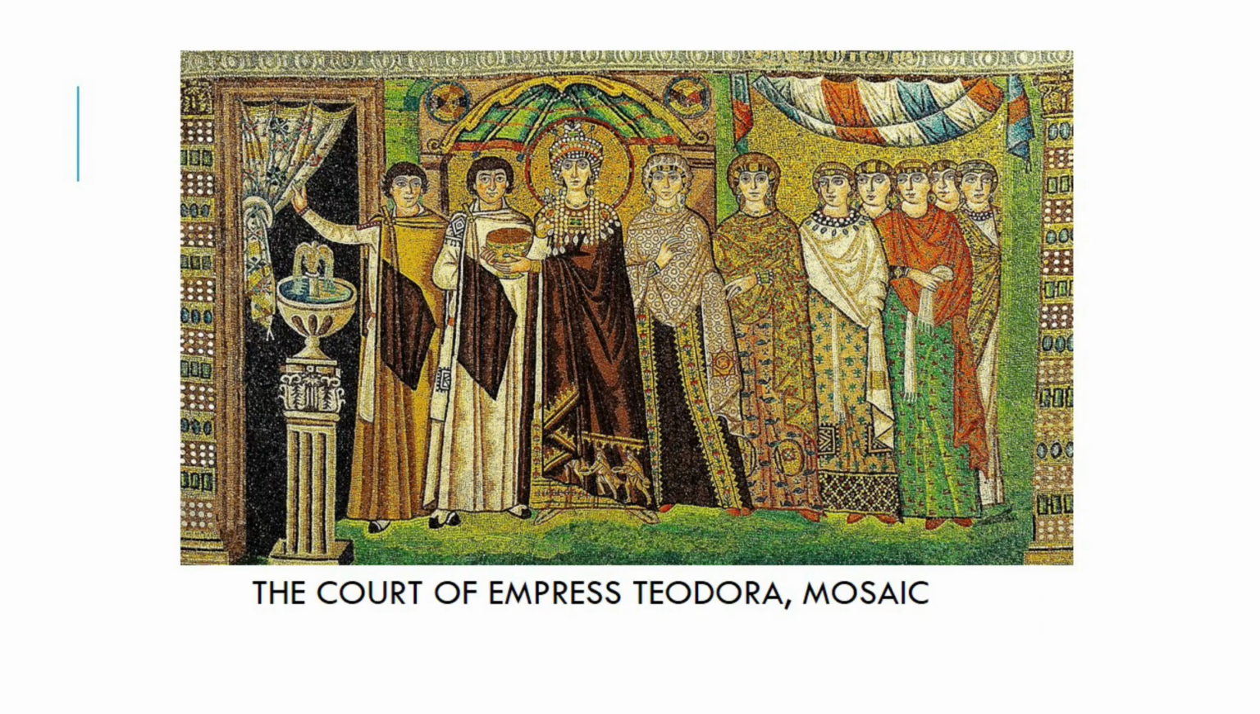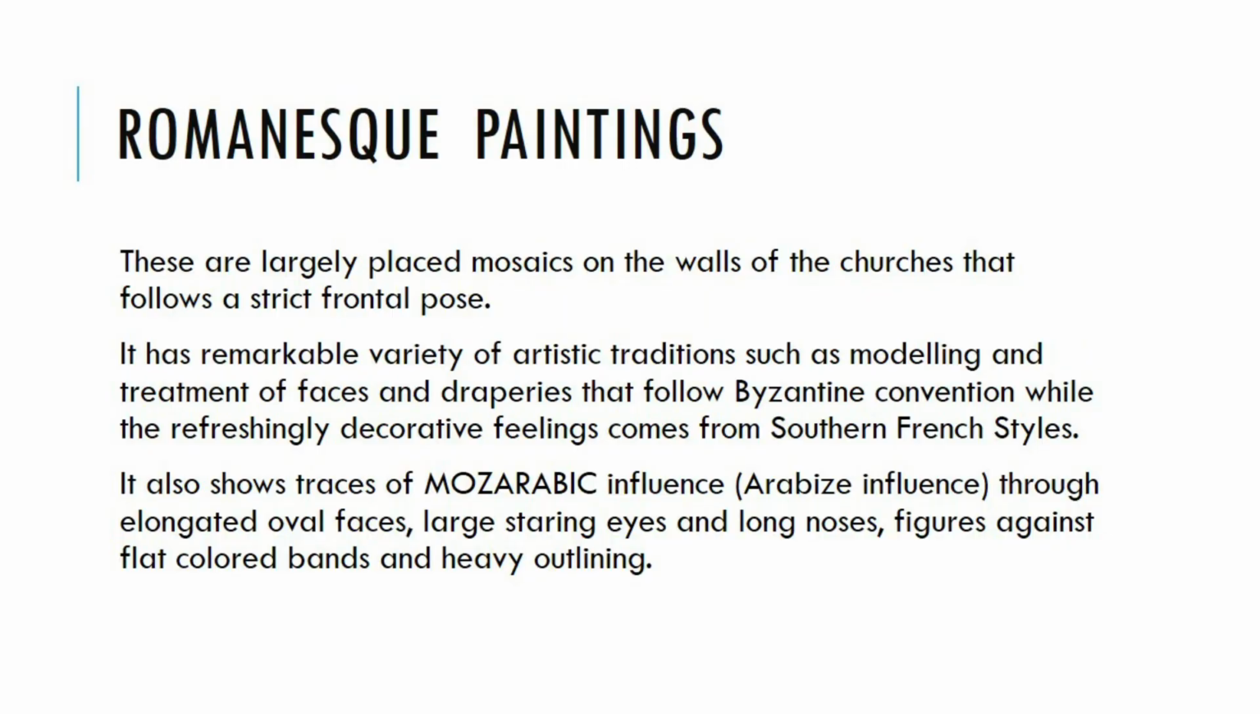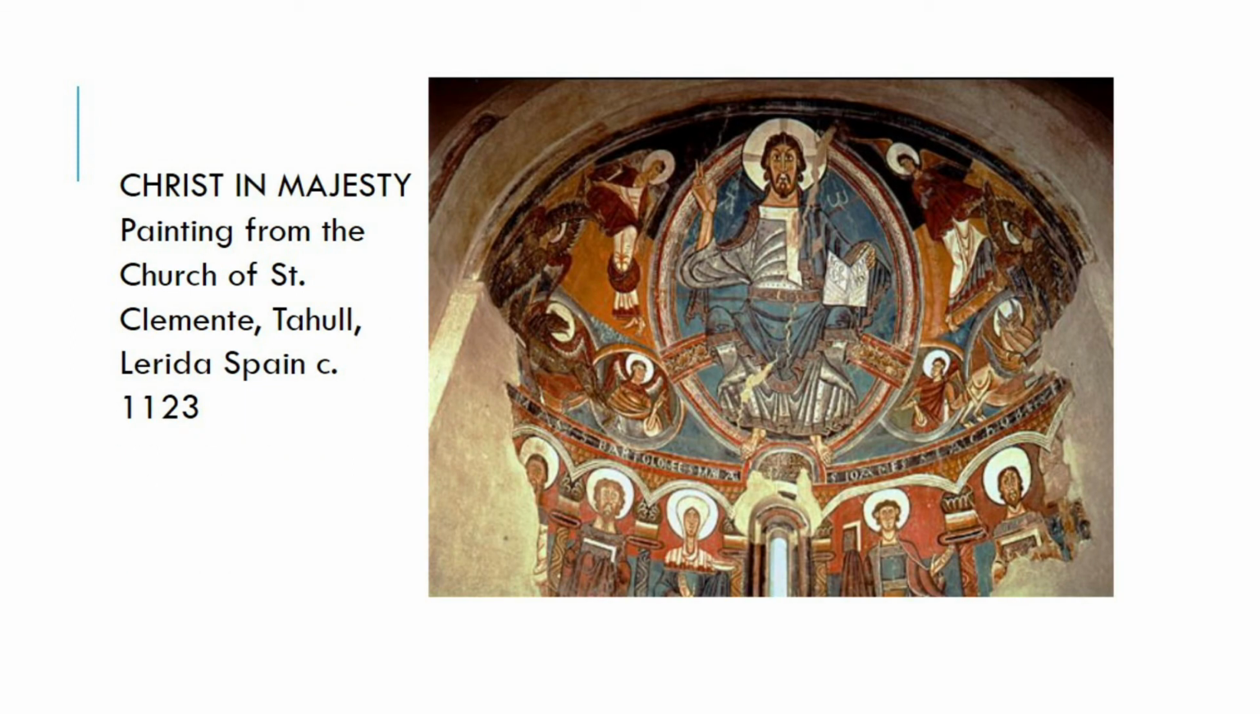Next, here is another painting including Theodora. Next paintings are the Romanesque paintings. In Romanesque paintings, they are largely placed on the walls of the churches. Here is an example, Christ in Majesty. This painting is from the Church of Saint Clement in Spain. You can see in the picture, it is mostly found in the altar. Nasa taas siya ng altar. Makikita niyo siya doon sa may kisame.